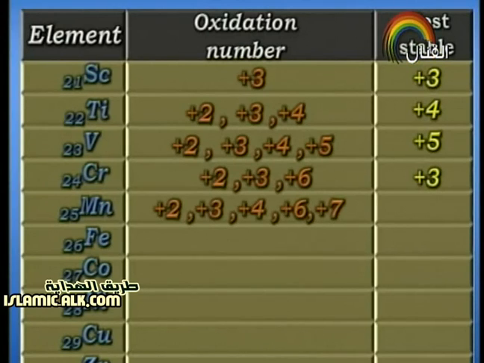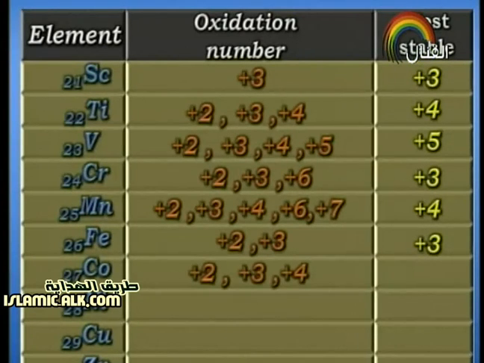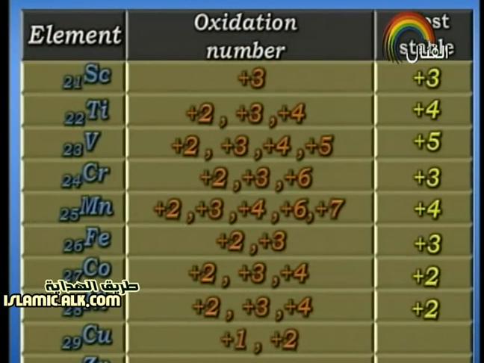Manganese has different oxidation states as shown: +2, +3, +4, +6, and +7, where the most stable oxidation state is +4. Iron: +2 and +3, and the most stable is +3. Cobalt has oxidation states +2, +3, +4, and the most stable one is +2. Nickel: +2, +3, +4, and the most stable is +2. Copper: +1, +2, and the most stable is +2. And zinc has only the +2 oxidation state, which is also the most stable.